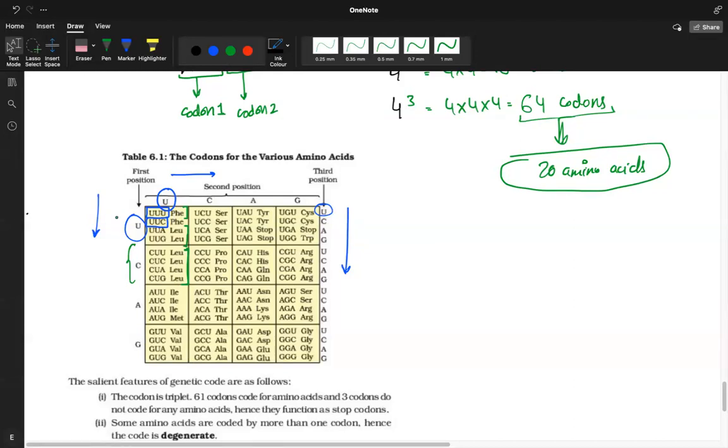One very interesting thing is, look, can you tell me what all codons code for MET, methionine? In the whole table, whoever finds all the codons for MET, tell me quickly first. What all codons code for methionine?